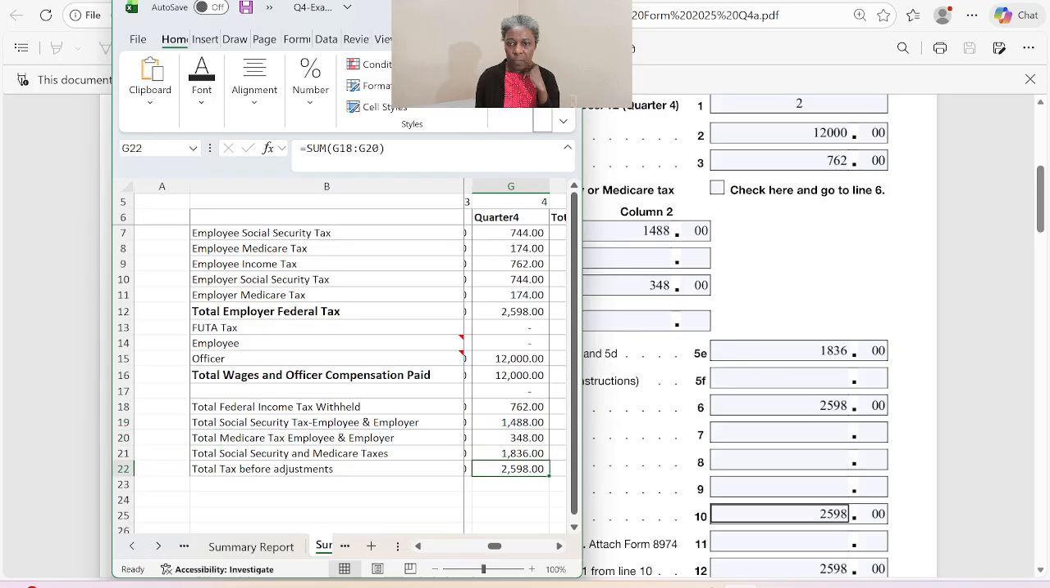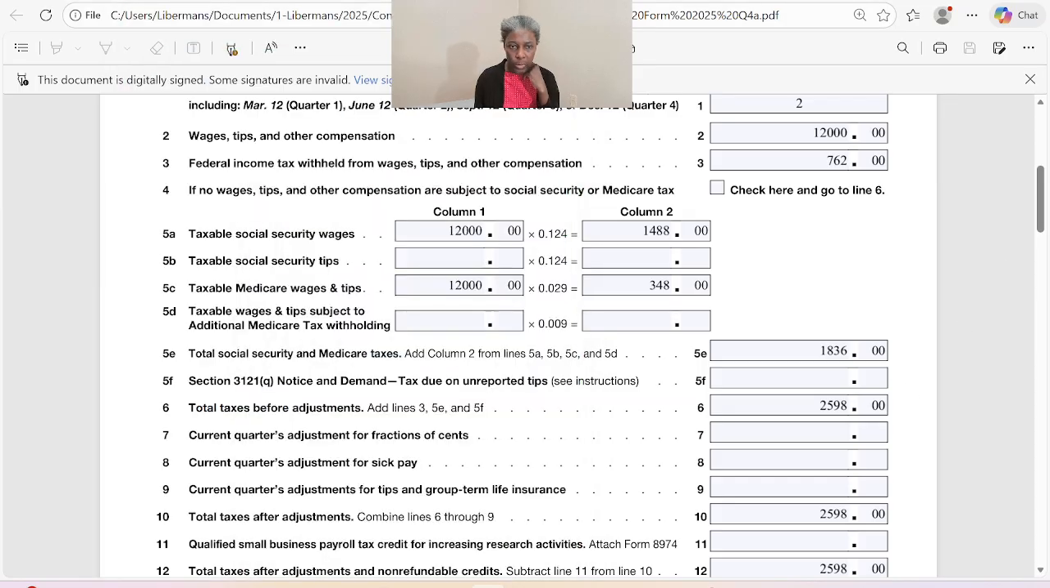And we have 2588 and 1836 for those. Okay, so we continue. Line 7, current quarter adjustment for fraction and cents. So it is due to, again, fractions and cents between what you withheld and what the calculations here told you to withhold. So the difference due to rounding, if there is some discrepancy, they want you to put it here. And then you have adjustment for sick pay.